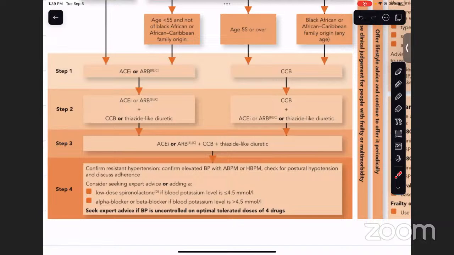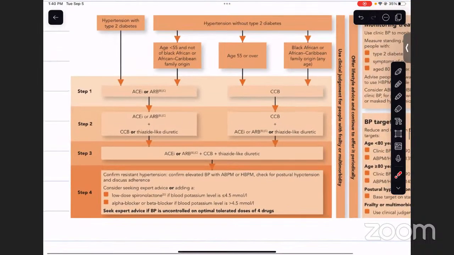So we need to know what are the thiazide-like diuretics and what are the thiazide-type diuretics. Thiazide-like diuretics mean indapamide and metolazone. And thiazide-type diuretics mean hydrochlorothiazide and bendroflumethiazide, and they end with thiazide. Okay, and you can see this group. If first line is calcium channel blockers, the additional drugs will be ACEI or ARB or thiazide-like diuretics.